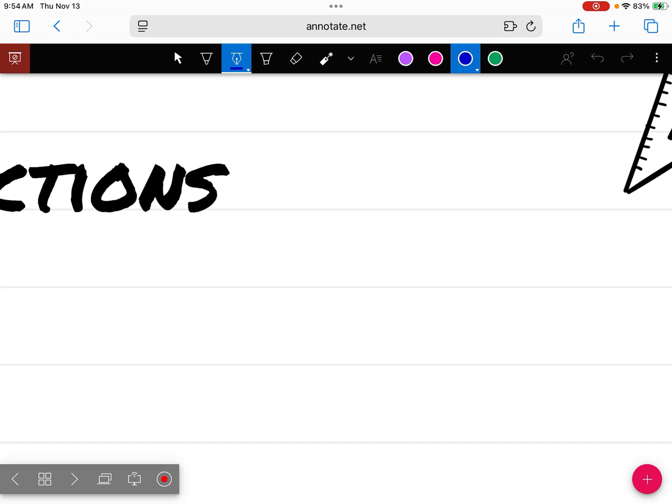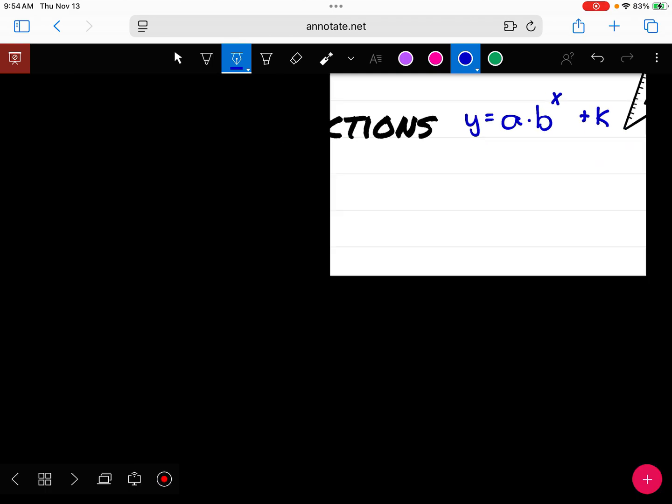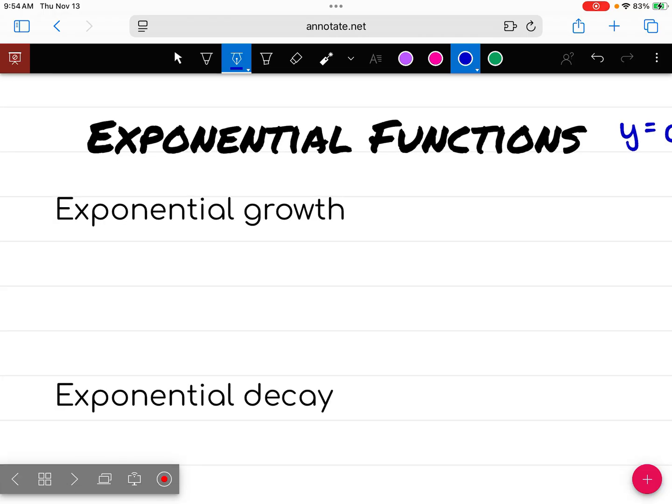So when we're looking at these exponential functions, we're thinking about our basic form, a times b to the x, maybe plus k, maybe not plus k. Sometimes there's a k, sometimes there's not, so we just go with it. Exponential growth is when we have a graph that looks kind of like this.